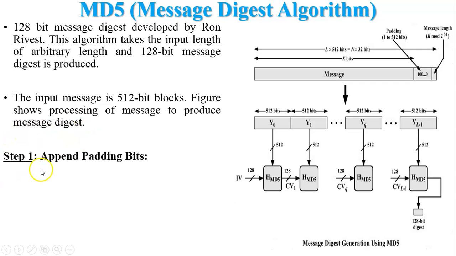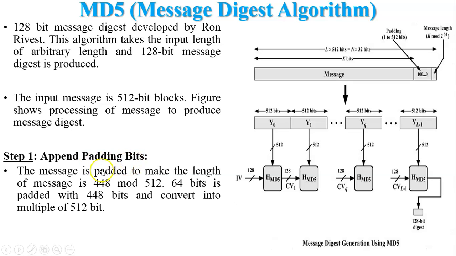So this is the first step, append padding bits. The message is padded to make its length 448 mod 512. It means if our message is 448 bits, now we have to convert it into 512-bit blocks. So our message length is 448 bits. So 448 modulo 512, the remainder is remaining 64. So 64 bits are padded with the 448 bits to convert it into a multiple of 512 bits.